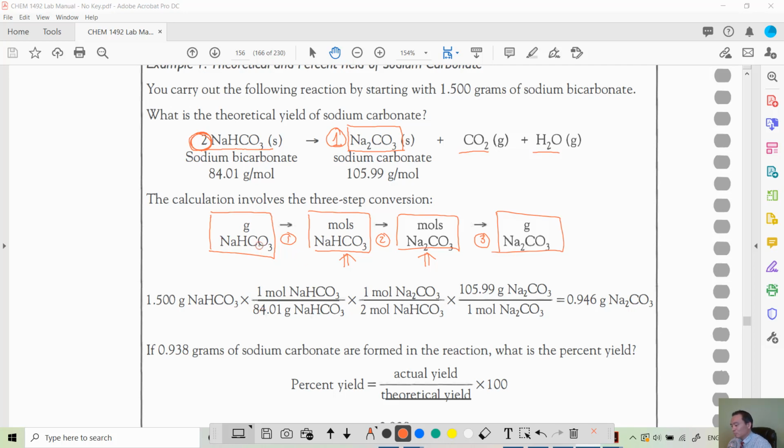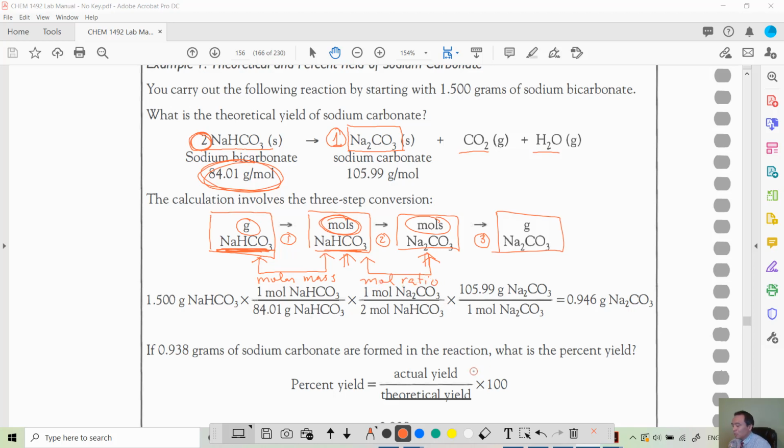For the first step, this relationship between grams and moles is called the molar mass relationship. Molar mass of sodium bicarbonate is already provided as listed as 84.01. The second step, look at its moles versus moles. That's the molar ratio as determined by the balanced chemical reaction. So this is a molar ratio.